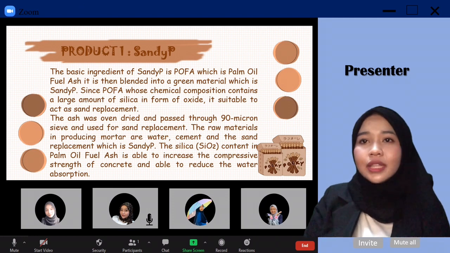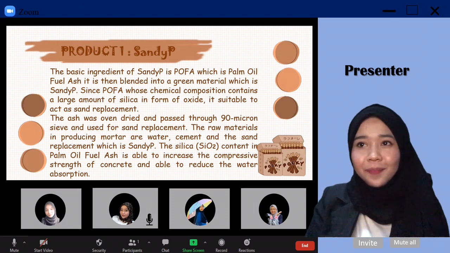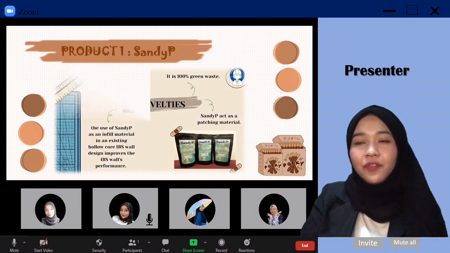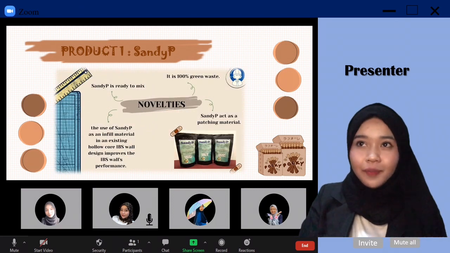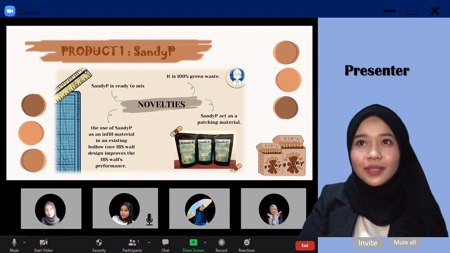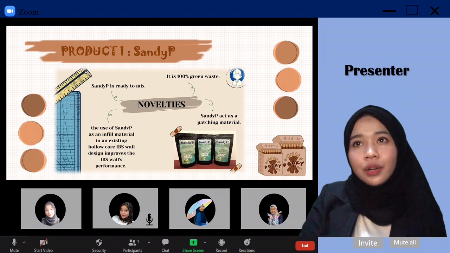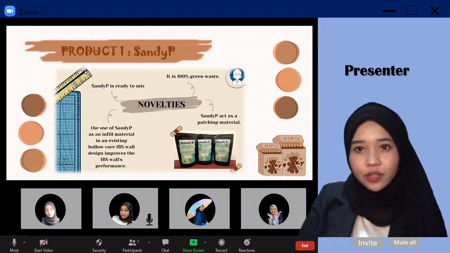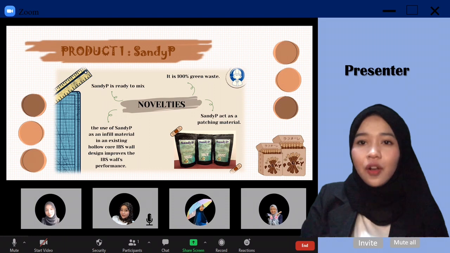The silica, which is SiO2, content in palm oil fuel ash is able to increase the compressive strength of concrete and able to reduce the water absorption. The data that we obtained from the study, POFA as a partial sand replacement with dosage level of 10% of binder weight, is able to increase the strength of the concrete more compared to the control sample. It is due to the C-S-H gel in the POFA that generates bonding between aggregate and cement, which contributes to the increment of concrete strength.